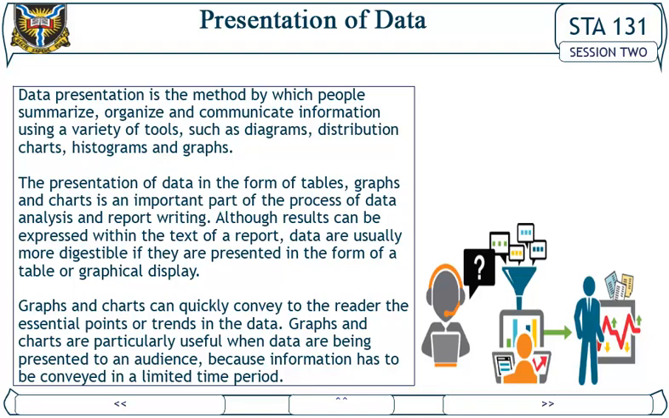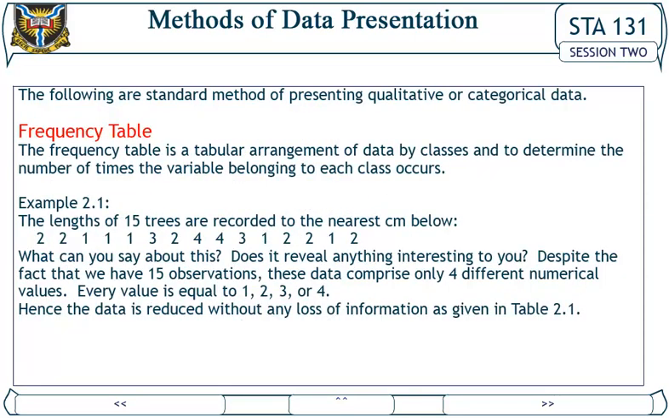Graphs and charts can quickly convey to the reader the essential points or trends in the data. Graphs and charts are particularly useful when data are being presented to an audience because information has to be conveyed in a limited time period. Methods of data presentation. The following are standard methods of presenting qualitative or categorical data. Frequency table. The frequency table is a tabular arrangement of data by classes and to determine the number of times the variable belonging to each class occurs.